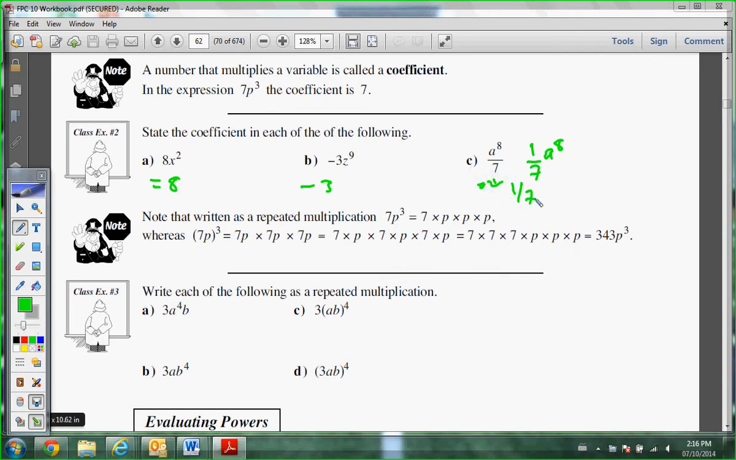Note the written repeated multiplication, so that's how we would write it if you did repeated multiplication. It'd be 7 with 3 p's. So then here's the difference. 7p cubed would be 3 7p's, which would be a lot different.